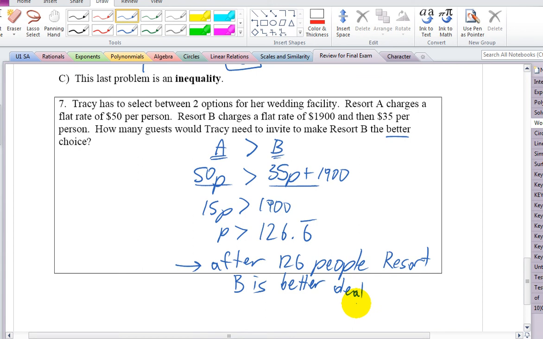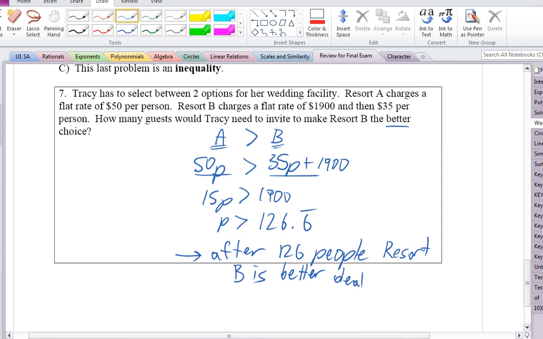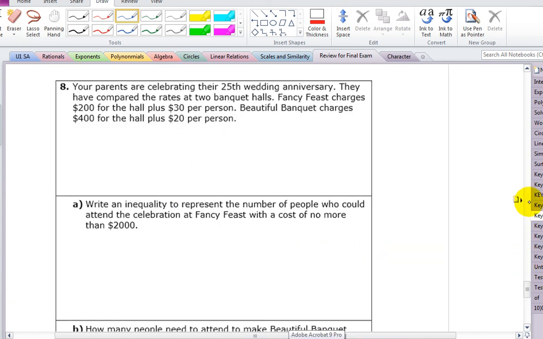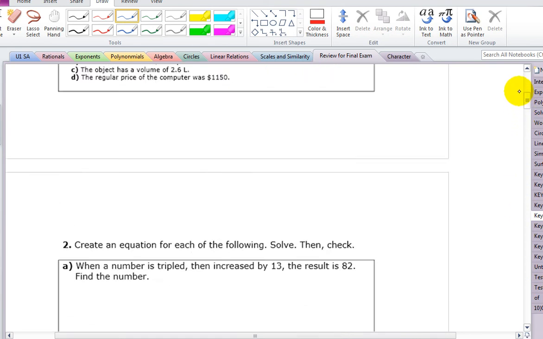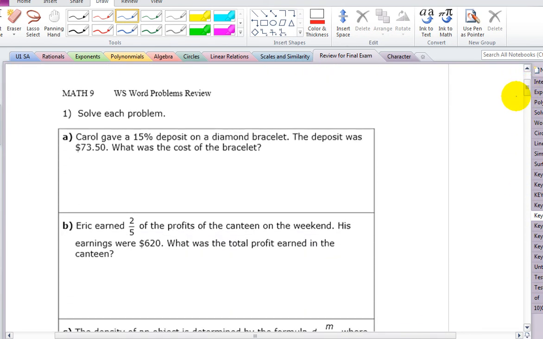Okay, any questions? So in your booklet, you have these word problems to answer. Okay, go for it.